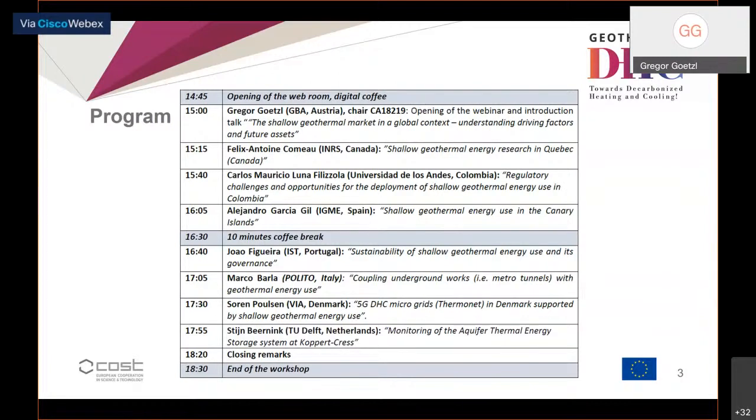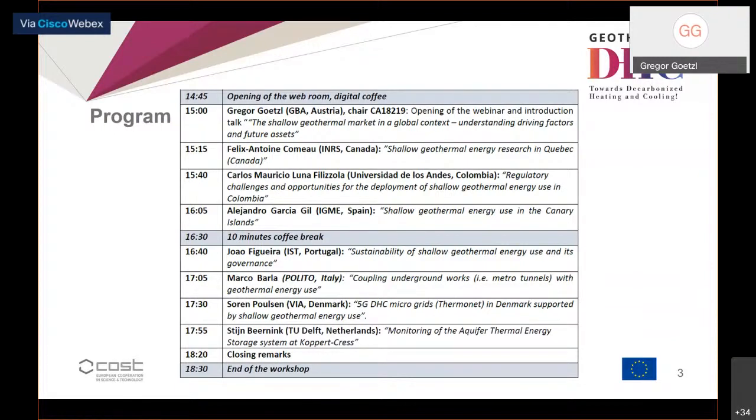I expect more focus on cooling. We'll then switch from Colombia to the Canary Islands, and Alejandro Garcia Gil from Spain will talk about using shallow geothermal energy on an island, which is also very important, because most European islands still depend on the import of fossil fuels for electricity and heat production, and shallow geothermal can play a role there. Then we have a coffee break around 4:30.